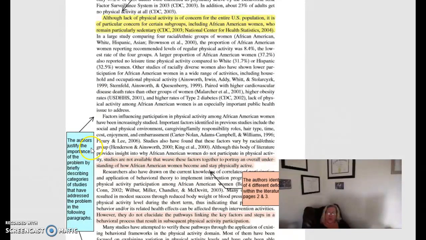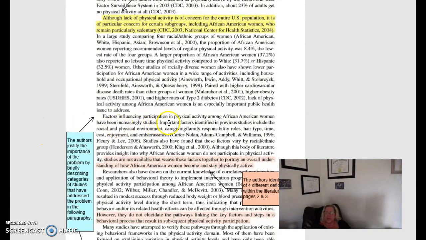So here they are justifying the importance of the problem. They're briefly describing categories of studies, so they're condensing. That's why you see a couple of different citations. For example, here, this is Carter, Nolan, Adams, Campbell, and Williams, 1996, so that's one study. Here's another, Fleury and Lee, 2006, a second study. And then Henderson and Ainsworth, 2000, King et al., 2000. So you're just saying, all of these people have addressed this problem, and this is how they did it.